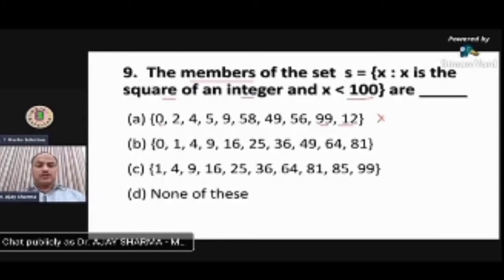Then moving to the next option, we see 0. Okay, it is possible. 1, 4, 9. Okay, all possible. 49, 69, 81, everything is possible. Okay, this is a possible set. Now look at the third one, 85 and 99. They are not possible. So we have only one correct option, that is B. Okay, so option B is correct.